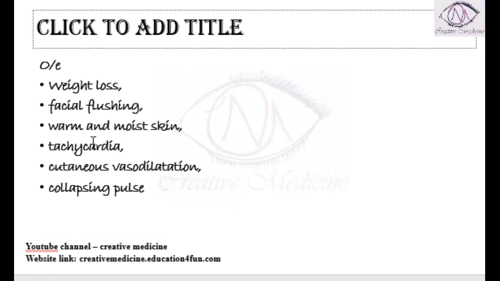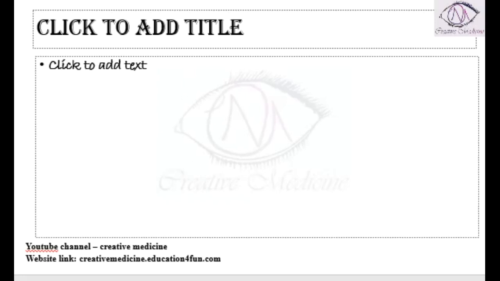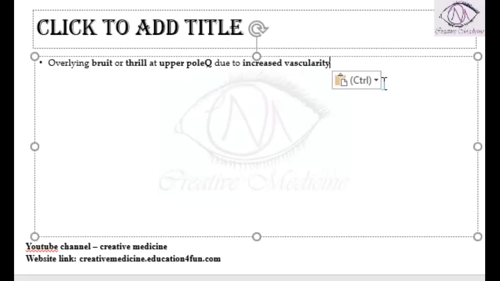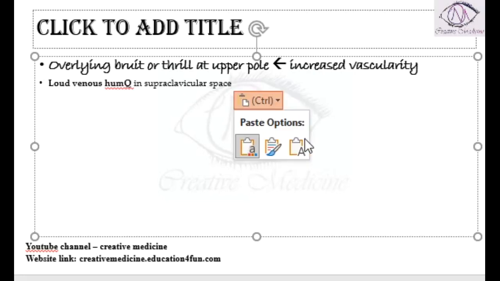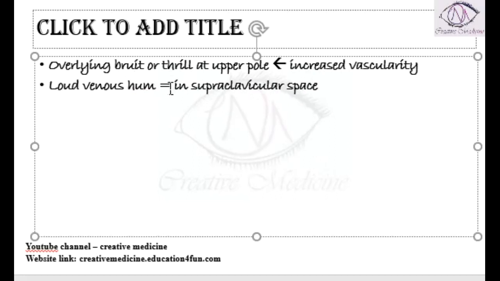Then on examination, you can see that the patient will have facial flushing, weight loss, warm and moist skin, tachycardia, cutaneous vasodilatation, and collapsing pulse. Along with that, the patient will have bruit and thrill at the upper lobe. If you auscultate, you can hear the bruit, and thrill can be felt mainly because of increased vascularity. A loud venous hum may also be seen in the supraclavicular space.